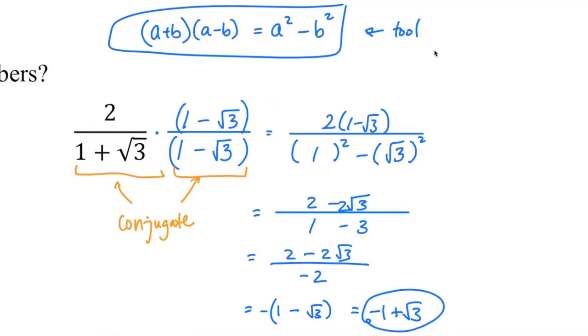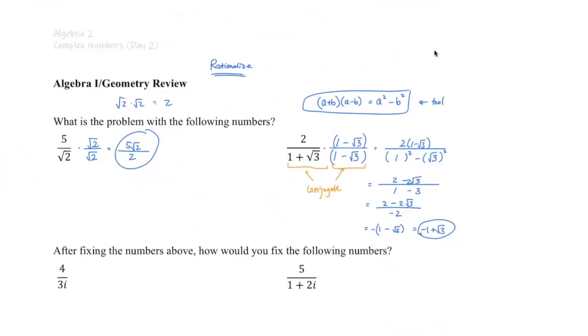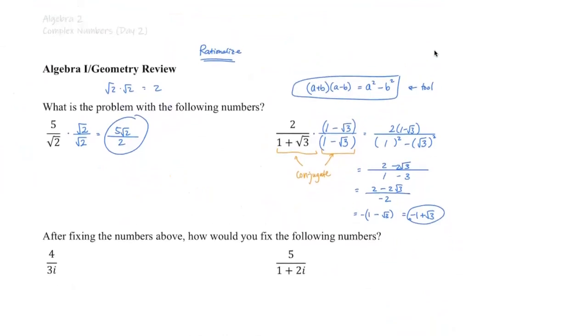So with this tool or this skill, we are able to remove the square roots in the denominator, and that is going to be very lovely. In the next video, we will see how we can apply these concepts that we learned back in Algebra 1 or geometry to our new content, the imaginary number, because the i is essentially the square root of negative 1, right? And we do not want a square root in the denominator. So how are we going to do it? Let's go to the next video.